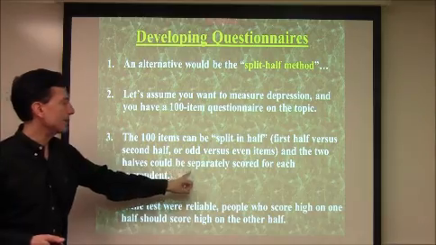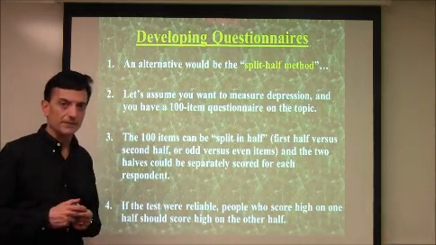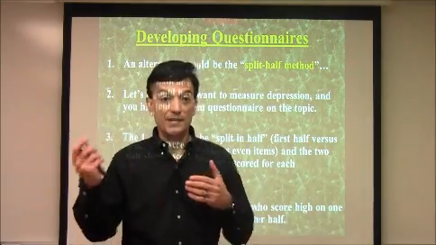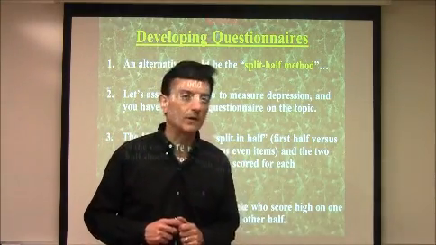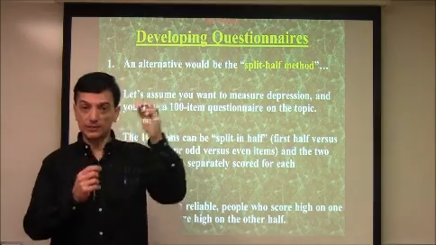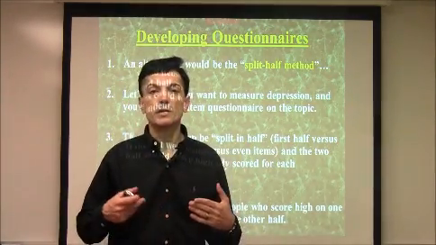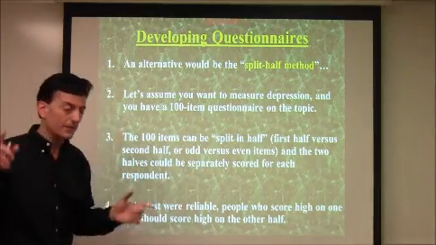And the two halves could be separately scored for each respondent. Okay, so we're getting now two measures on each respondent, just like we did in the test-retest method, but now these are being taken all at one time. And if we have a sufficiently long questionnaire, this would work. We could divide odd versus even, or we could divide first half versus second half within the questionnaire.